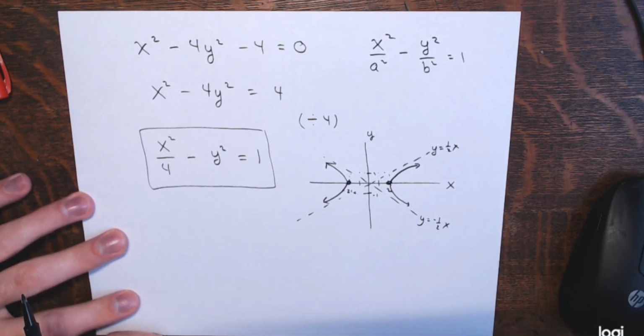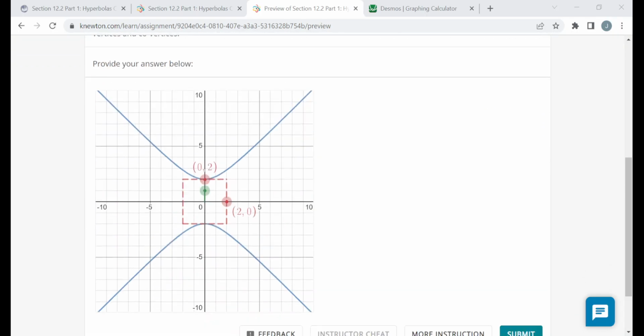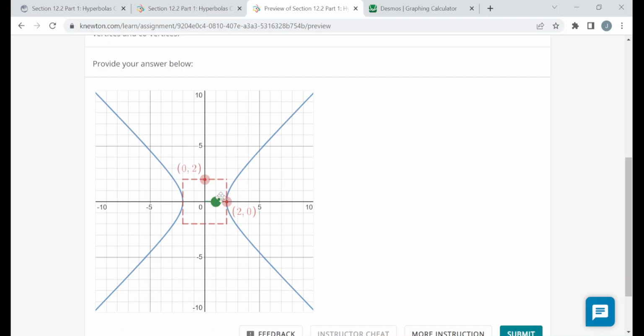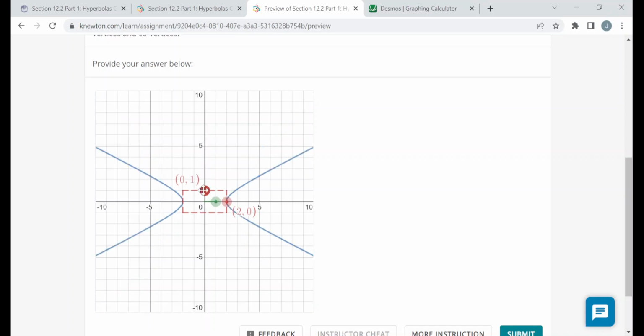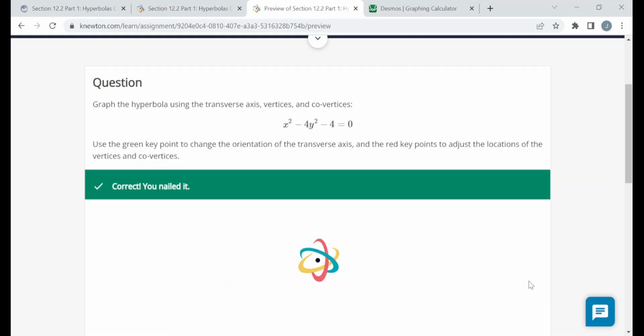But they're not asking for that, right? They just want the graph. So need to change the orientation, make sure the branches are opening left and right. The transverse axis is the x-axis. Vertices at (2, 0), (negative 2, 0), great. The co-vertices at (0, 1) and (0, negative 1). So there's your graph. Wonderful. But yeah, you've got to get that one into standard form first.